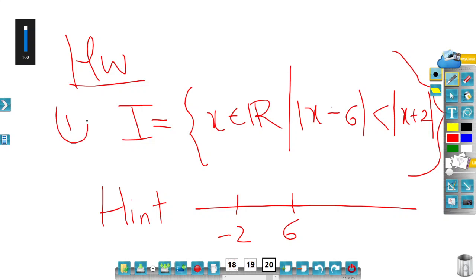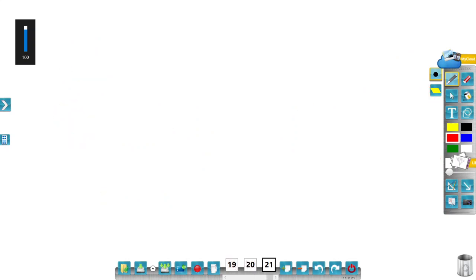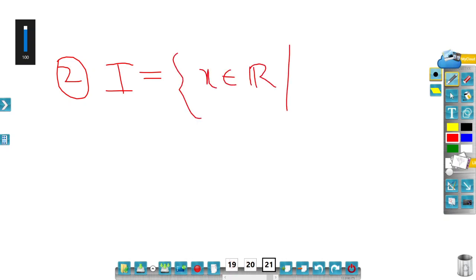This is the first homework. Second homework: again find the interval form of the set of x belongs to R such that mod x plus 7 less than mod x. These are the two examples which I expect you to do, and in the next lecture we will try to explore a few more examples on neighborhoods and how to construct a set interval from a given set. Thank you.